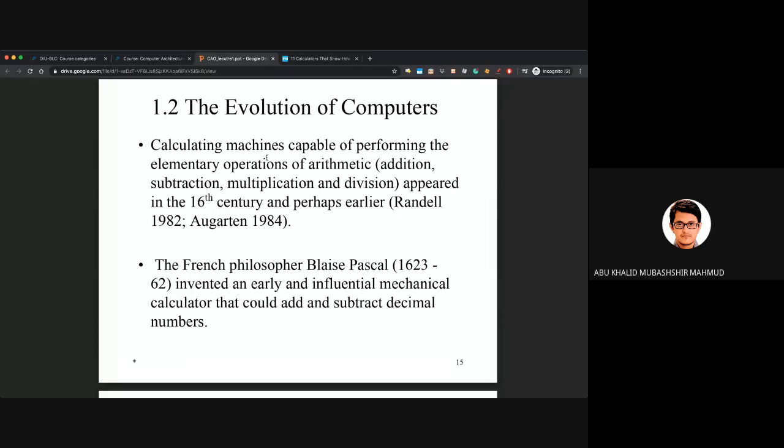Now let's begin with the evolution of computers. Now the first question that comes to mind: what is a computer? A computer is a machine that computes or calculates. What does it calculate? It performs arithmetic operations, the basic foundation for arithmetic operations.